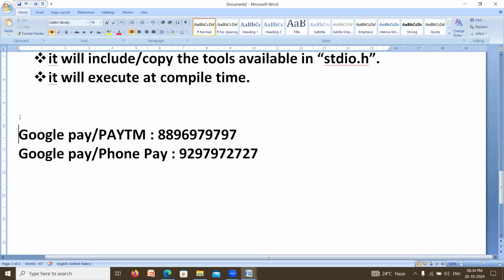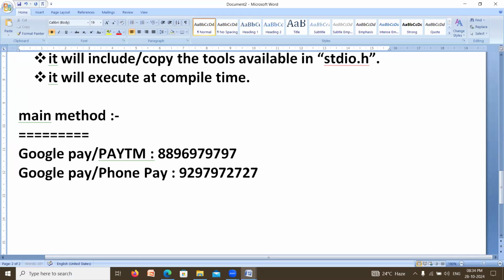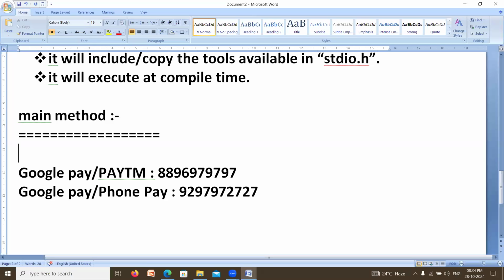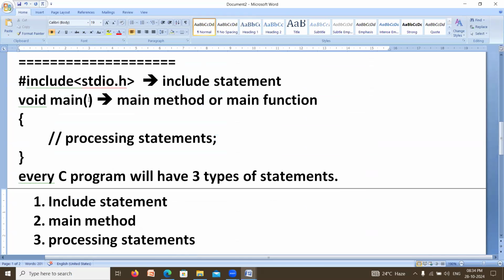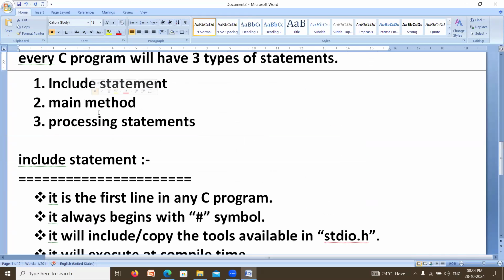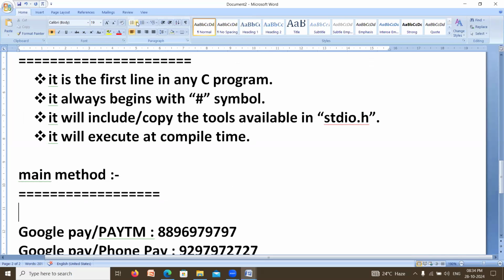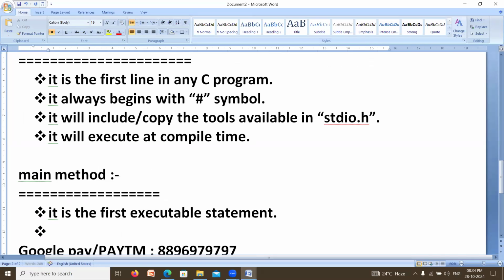Now the second part is, what is the main method? Actually, my dear friends, your program should start execution at some point. That point is called the main method. Your program always starts execution from main. So it is called the first executable statement. It is very, very important. Very, very important is nothing but core.